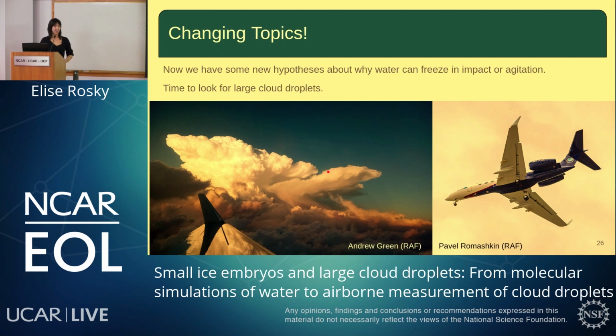Okay, so now I'm going to change topics very abruptly. We now have some new hypotheses about why supercooled droplets might freeze on impact with each other or when they're breaking up in the atmosphere. Maybe their surfaces are experiencing curvature, which is imposing Laplace pressure. So now let's look for some large droplets in clouds. And I'm going to turn to the SPICULE data set that was collected on this NCAR Gulfstream 5 aircraft.